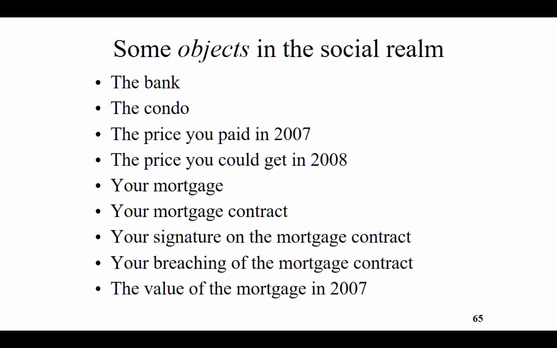So we're going to do the ontology of all of this. So these are some of the objects that we need to start to think about. So banks, condos are physical, sort of, although they are property, which means they're associated with documents. Then we have prices. What is a price? We have mortgages, we have mortgage contracts, we have signatures on mortgage contracts, we have your breaching of the mortgage contract, and we have the value of the mortgage. So the mortgage, just as the condo will change in value, so the mortgage will change in value, because mortgages can be bought and sold.